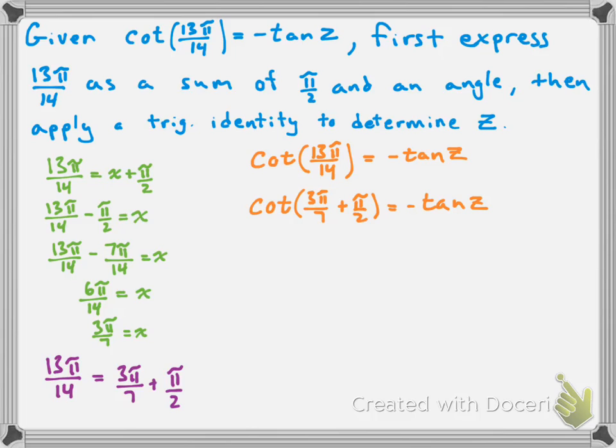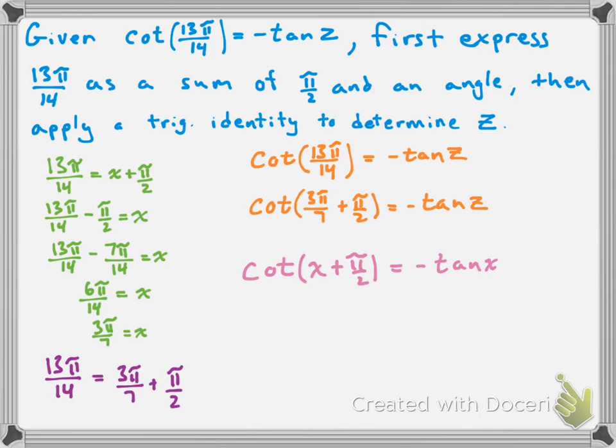All right, well, this is actually going to look a lot like one of our identities. Specifically, we know that the cotangent of x plus pi over 2 equals the negative tangent of x. That's one of the identities that we came up with. Okay, well, take a look. These look a whole lot similar, right? They look very close to one another.